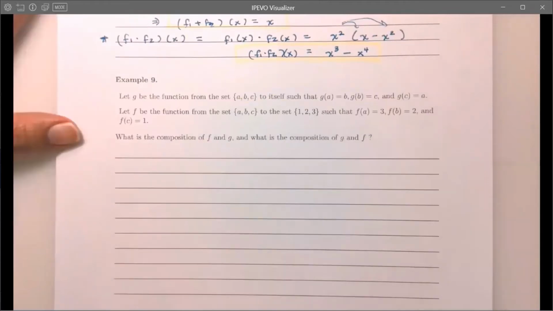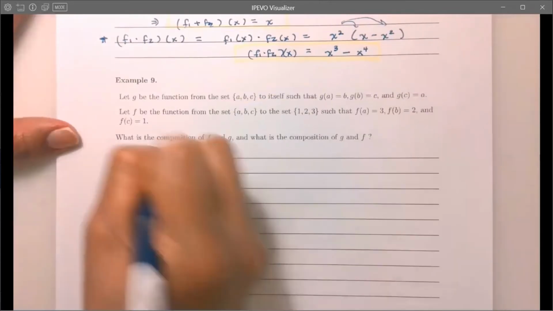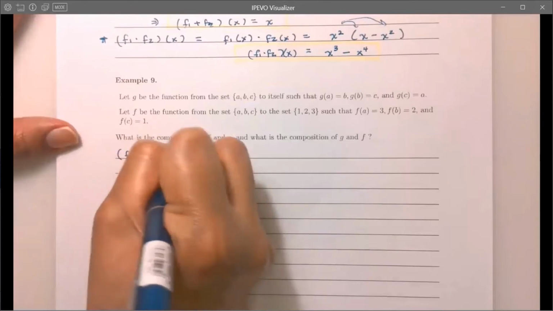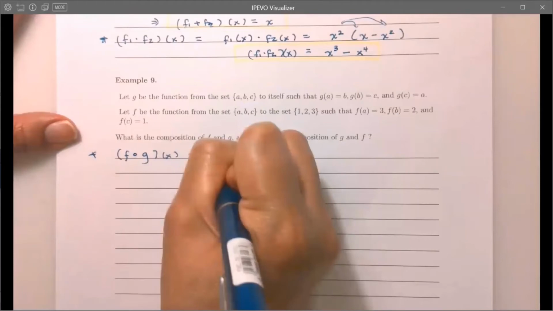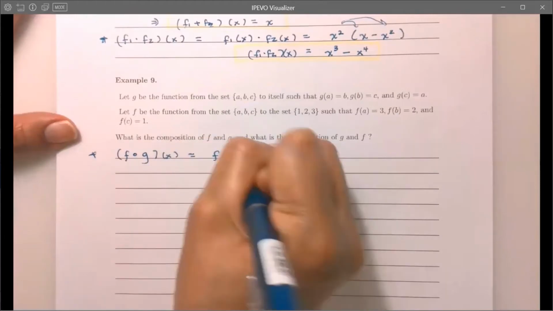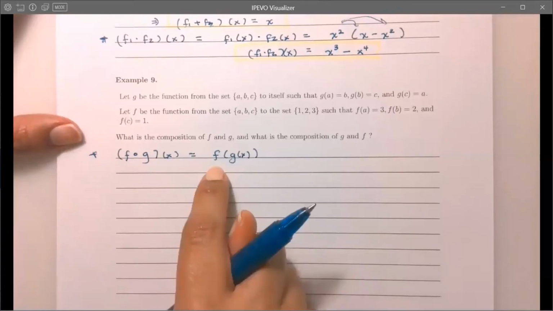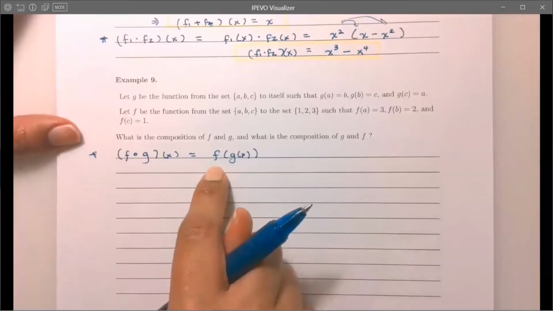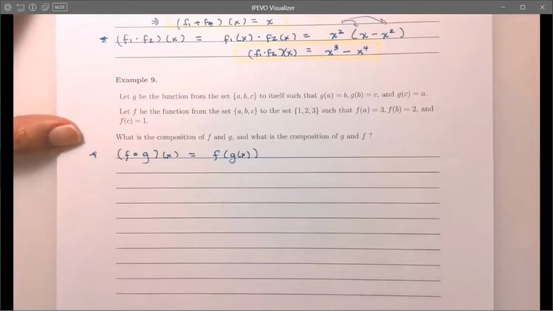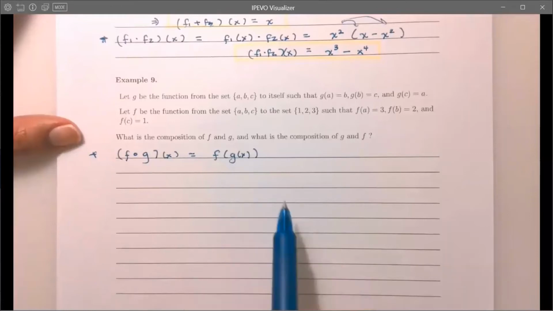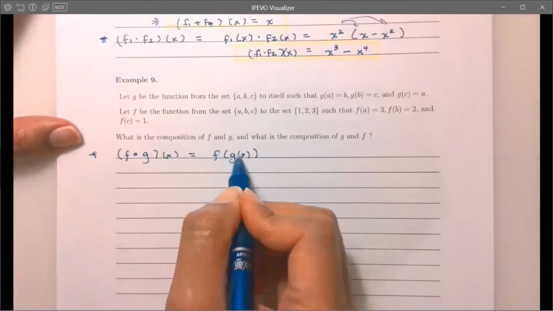So the composition of f and g, that means that we're doing f of g of x. That means that g of x is going to be the input of function f. And so how would that work? Well, that means that we have to consider all of the possible inputs of g first, and then apply f to the outputs that correspond to those inputs. So here's what I mean by that.